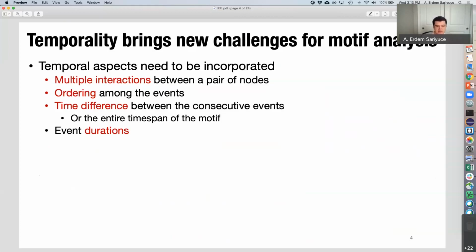There is an alternative approach which considers the entire time span by looking at the difference between the last event and the first event for that motif.